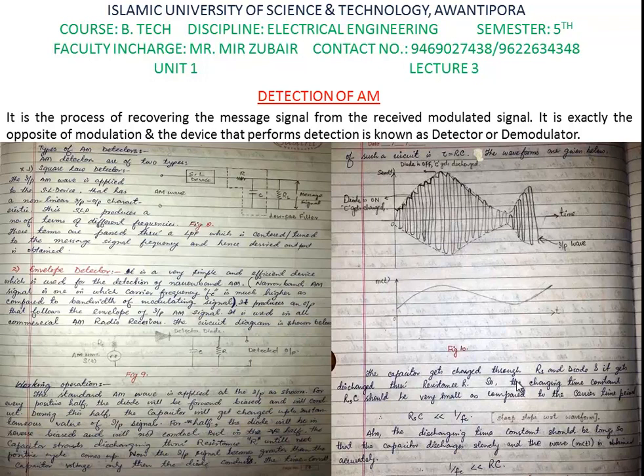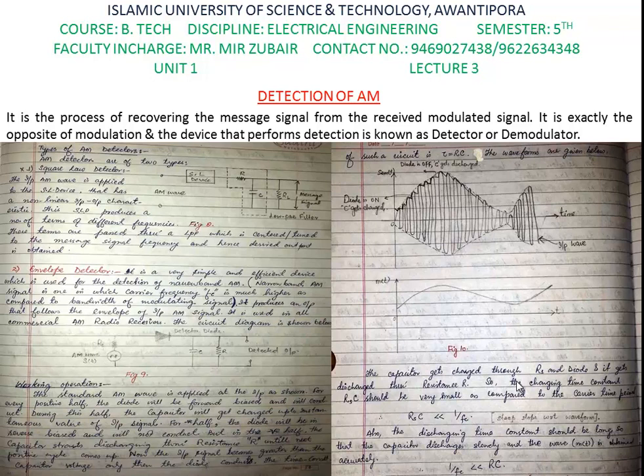In this lecture we will be starting with detection of AM signals. Detection is the process of recovering the message signal back from the received modulated signal. It is exactly the opposite of modulation, and the device that performs detection is known as a detector or demodulator.